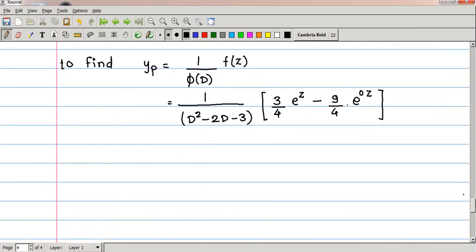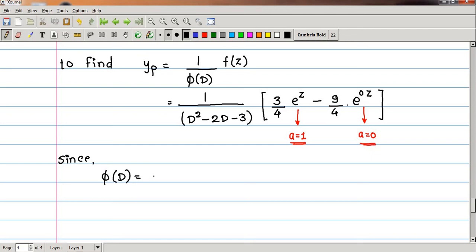So we apply the shortcut method formulas for both exponential functions. Here the value of a is equal to 1, and here the value of a is equal to 0. So for these two values, we check whether there exists a case of failure or not.